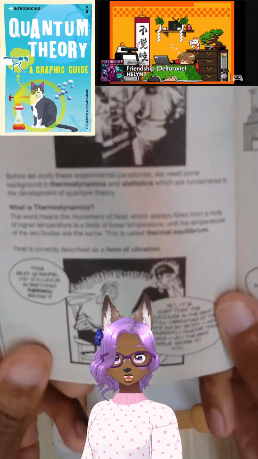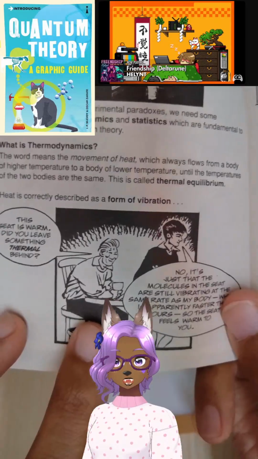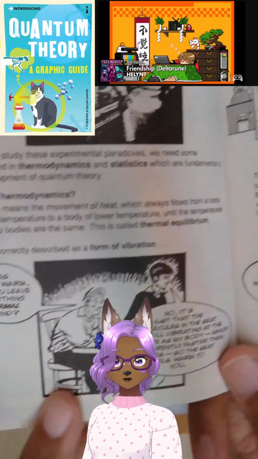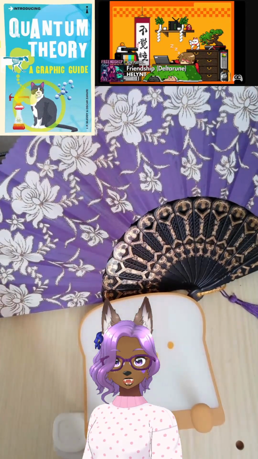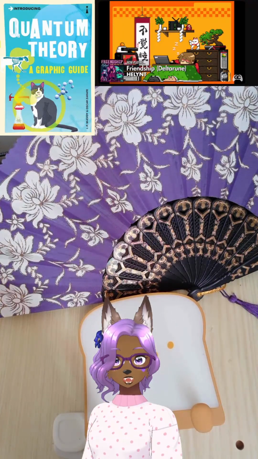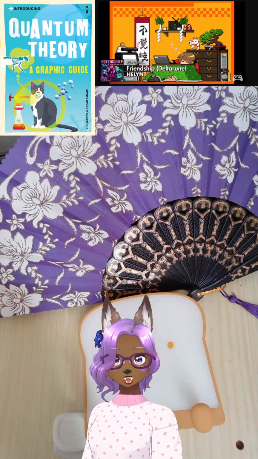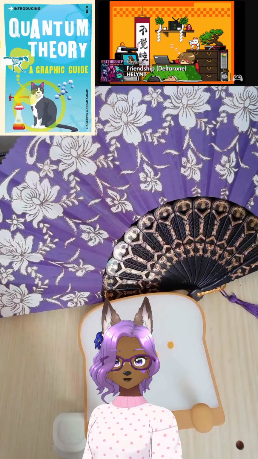Oh god. And then we've got this at the bottom here. "This seat is warm. Did you leave something thermal behind?" "No, it's just that the molecules in the seat are still vibrating at the same rate as my body, which is apparently faster than yours, so the seat feels warm to you." That's very interesting. So it's vibration. So as you sit there, eventually it'll start vibrating the same. Or if you hug somebody who's colder than you, I guess, will your vibrations match up then?